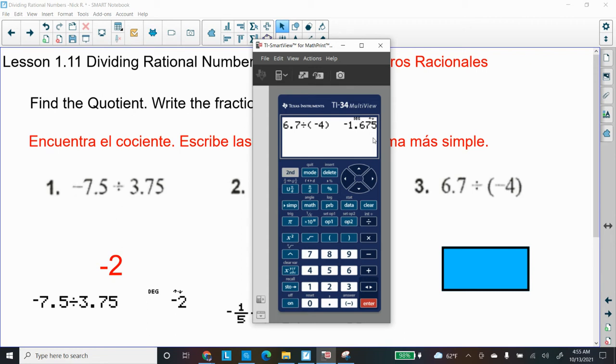But here's the problem. I am supposed to make this a fraction in simplest form. Well, how do I do that, Dr. Rob? Well, you press second and your ABC button, which has your F-D, fraction to decimal, and it'll take your answer and change it from a decimal to a fraction when you press enter. And there it is, negative 1 and 675/1000.